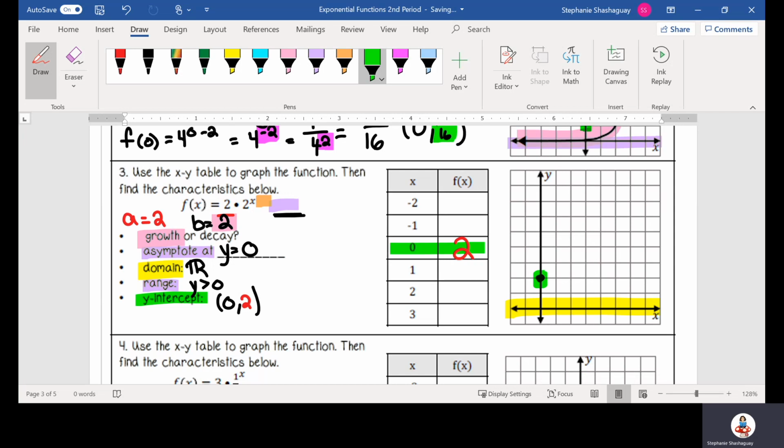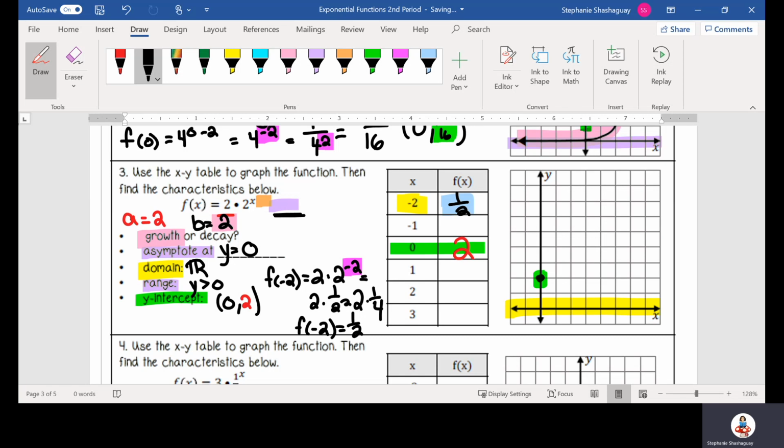Now, to find the rest of the points to graph my function, I need to plug them in. So f of negative 2 is equal to 2 times 2 to the negative 2 power. Well, 2 to the negative 2 power is going to be 2 times 1 over 2 squared, because I wanted to get rid of that negative exponent. And 2 squared is 4, so I'm going to have 2 times 1 fourth. Well, 2 times 1 fourth is 1 half. Okay, now that I have my input and my output of 1 half, f of negative 2 is equal to 1 half.